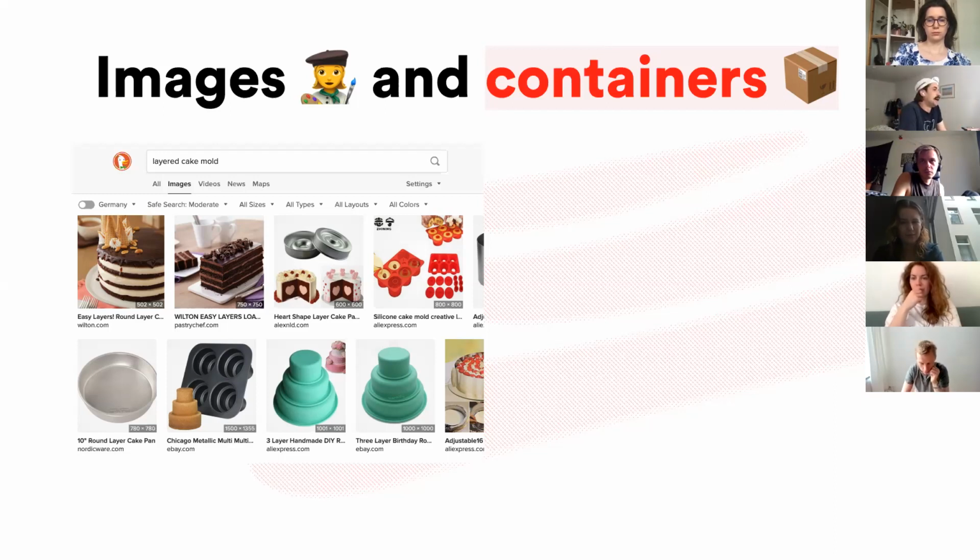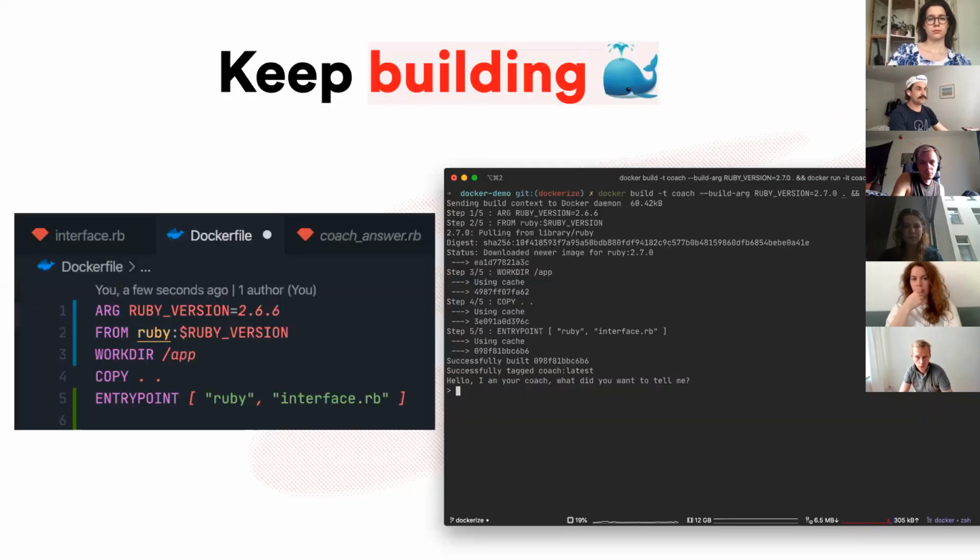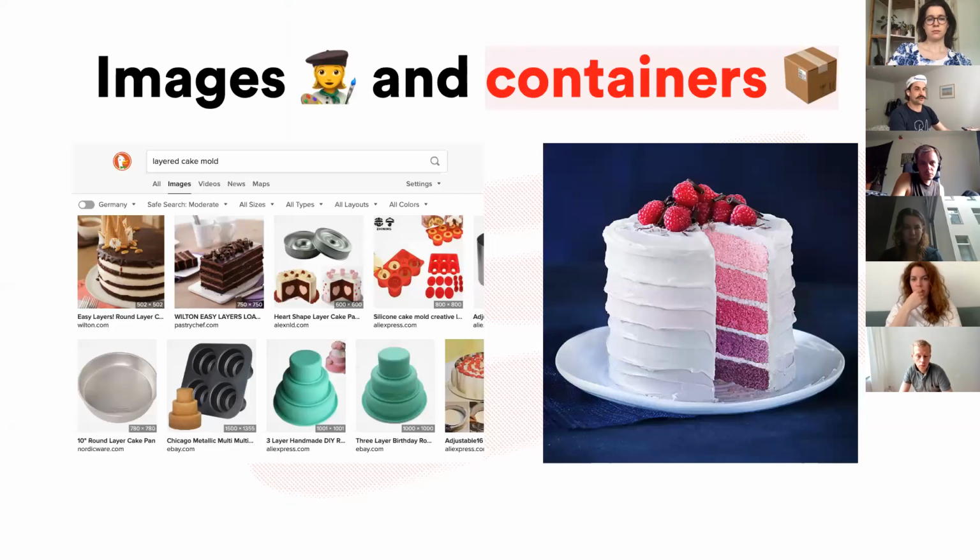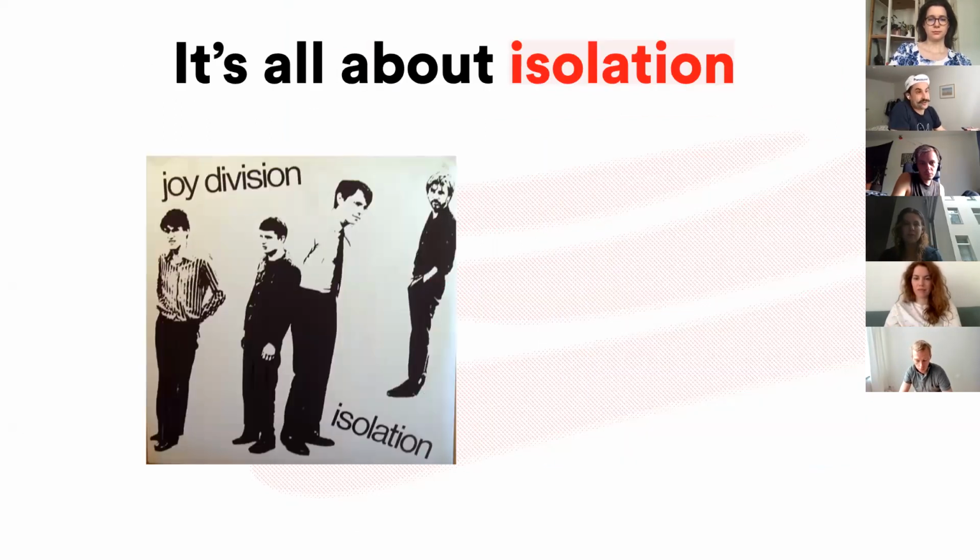Okay, so images, you can think of them as a mold for a layer cake. So an image is a description of the layers that you need to run a box. And the container is something that runs, and it is, well, an actual cake, all right? An actual cake, okay?